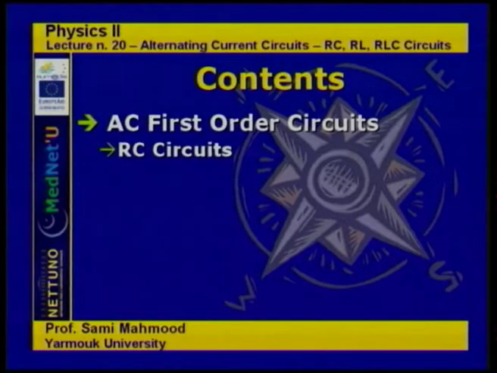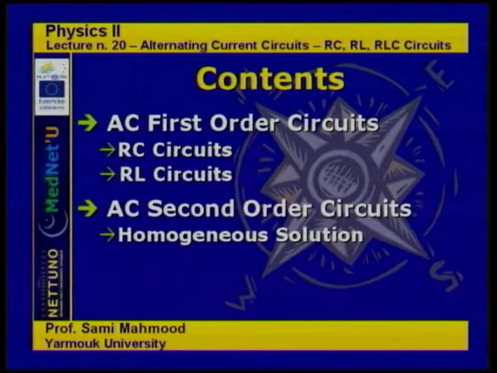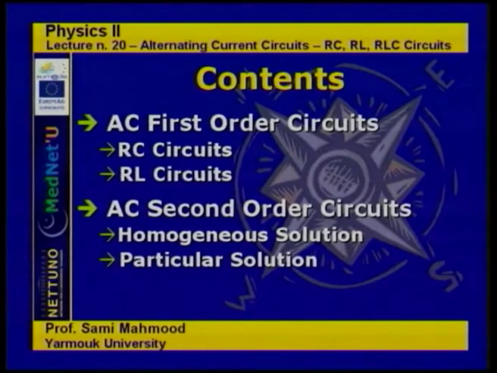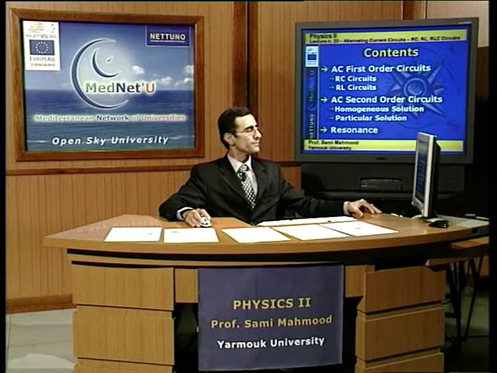First of all, as we mentioned, we will consider a more general discussion of the RC circuits with alternating currents and RL circuits with alternating currents. And then we will discuss the AC second order circuits. We will evaluate the homogeneous solution, and then the particular solution or the steady state solution will be evaluated. And finally, we will talk about resonance and the resonance phenomenon in AC circuits.